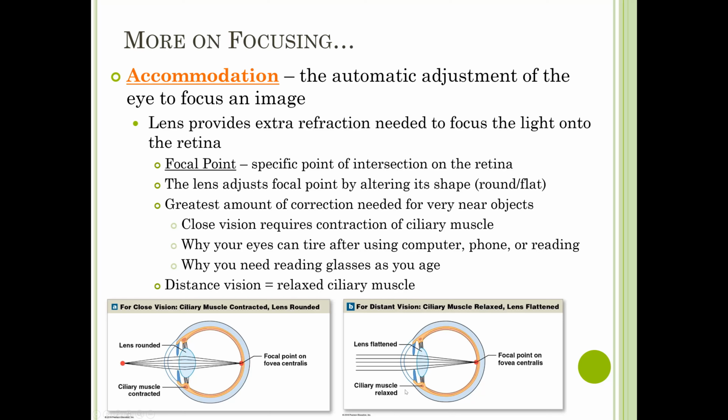For distant vision, the ciliary muscles relax and the lens becomes more flattened. And so this doesn't require any active muscle contraction, which is why you can rest your eyes by looking at something far off in the distance.